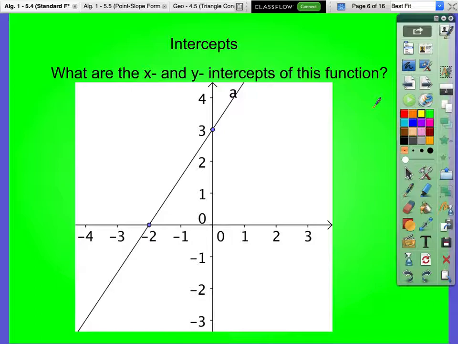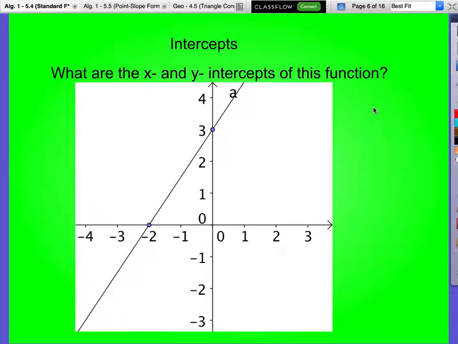So, what are the x and y intercepts of this function? I want you just to write it down on your paper real quick. You can just say x-intercept, colon, and then write the number. And then y-intercept, colon, and write the number. So go ahead and just write that on your paper real quick. The sketch graph, you just have to write what it did in yellow, and then answer it.